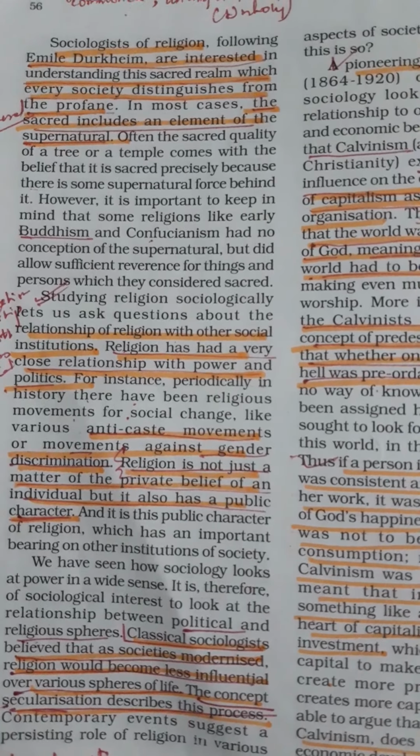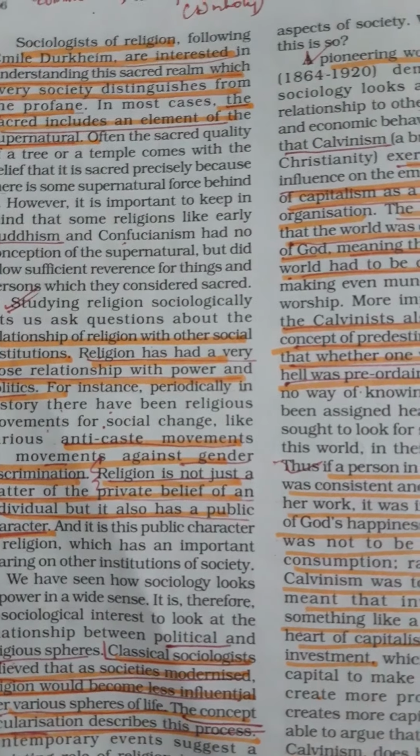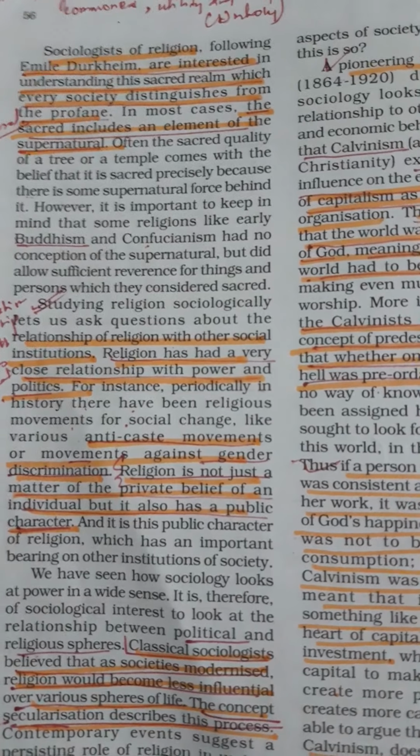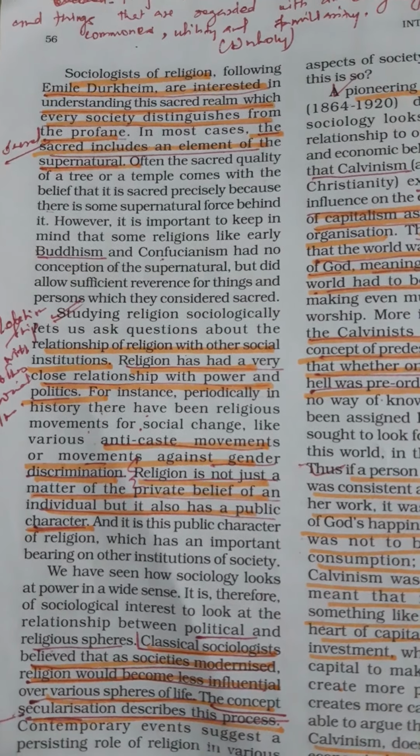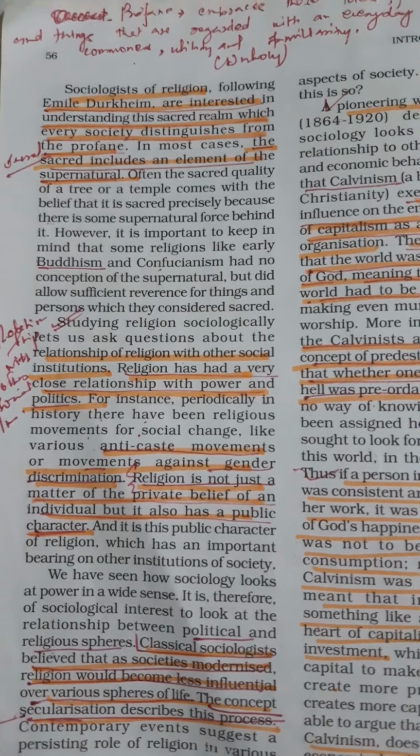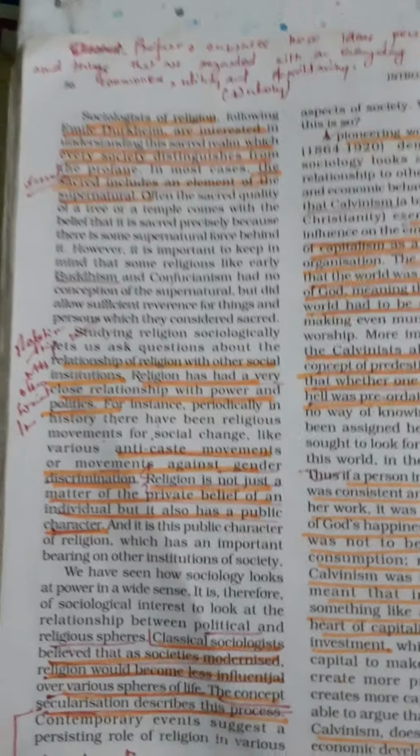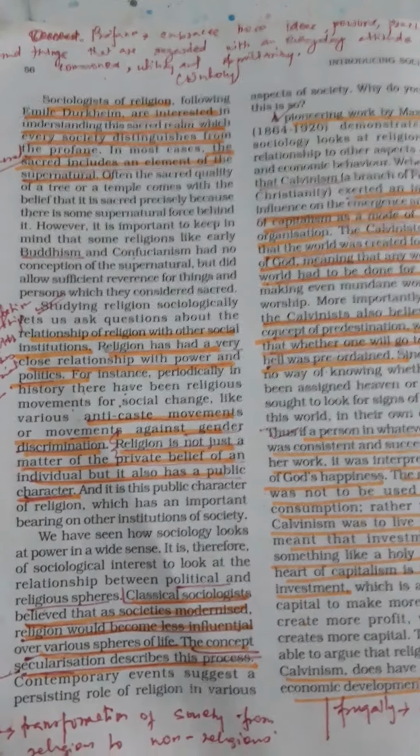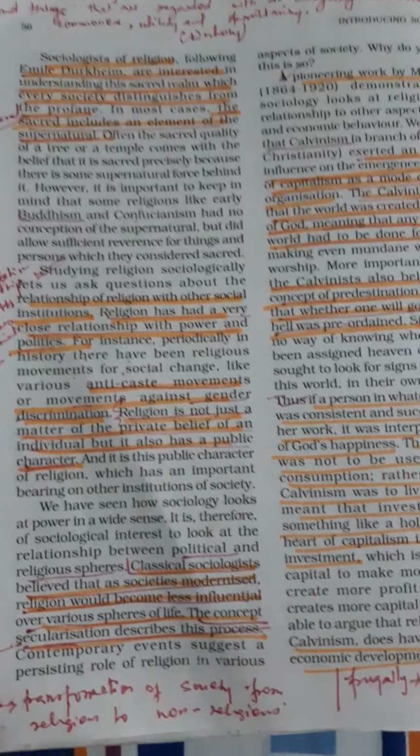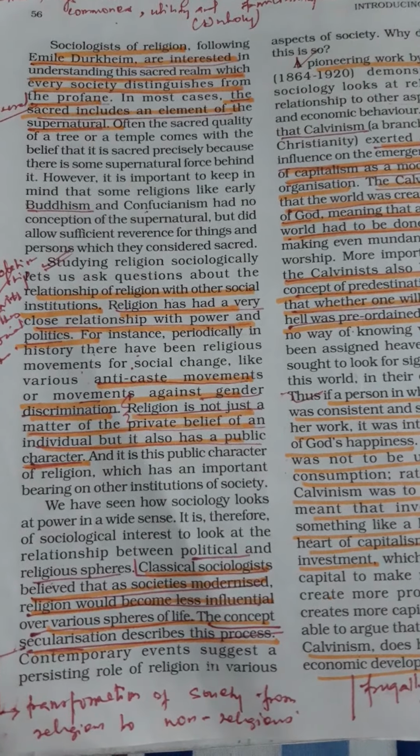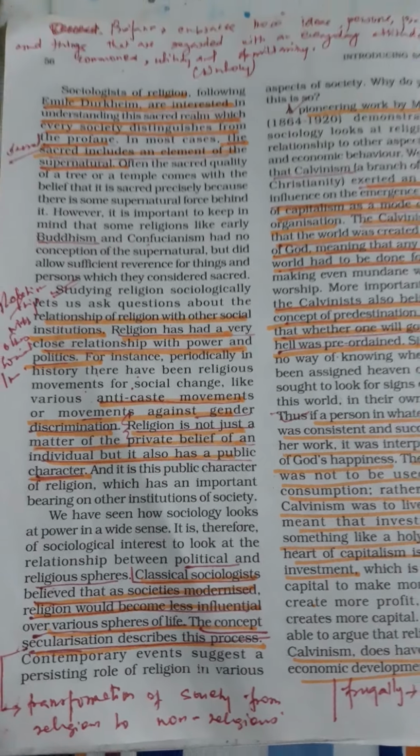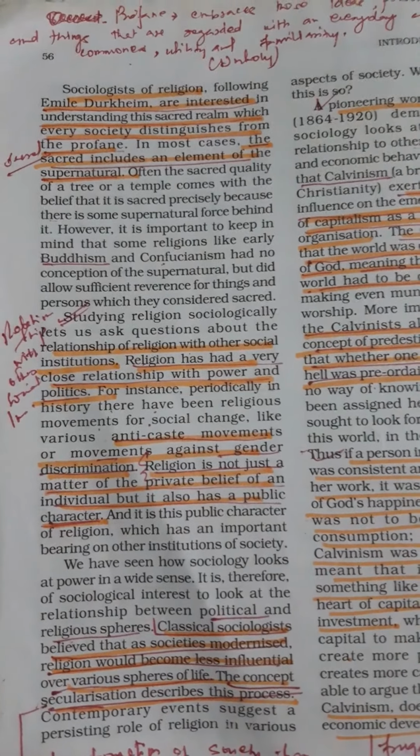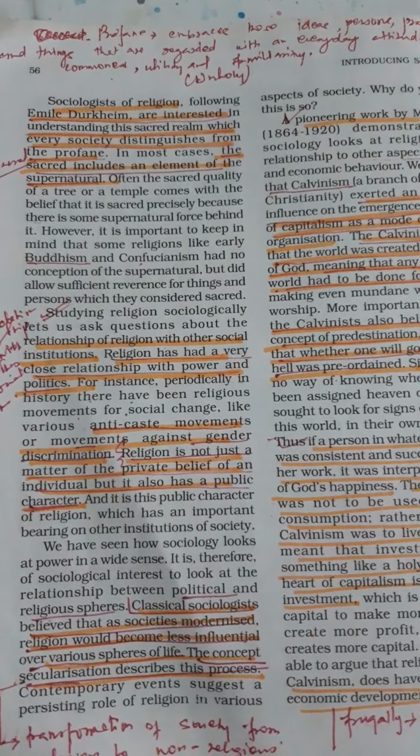Emile Durkheim, he's a sociologist, and he has talked about religion. Sociologists are interested in understanding this sacred realm, which every society distinguishes from the profane. Profane means something mundane. Mundane means common, which happens in everyday life. So, on the basis of religion, he talks about sacred and profane. Sacred is the space where religion actually functions, and profane is what happens all the time.